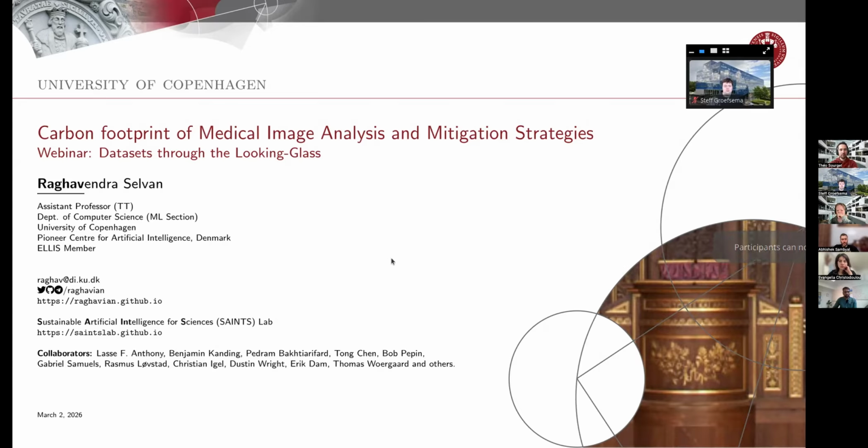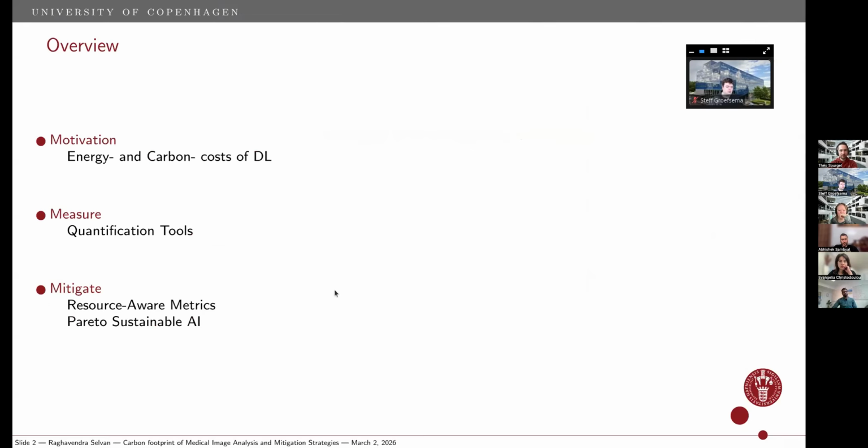You can also check out a lot of the work that we're doing on my group's website. We call ourselves Saints Lab, which works as an acronym here. So this is the talk's overview. I'm going to first present a little bit of motivation for why we should be concerned about the energy and carbon footprint of deep learning AI models, and then do a little bit of a pitch for some of the tools that we have built, and then talk about mitigation in terms of what types of metrics we could use, and then show one specific instance of a trade-off that we can achieve based on one of our recent papers.